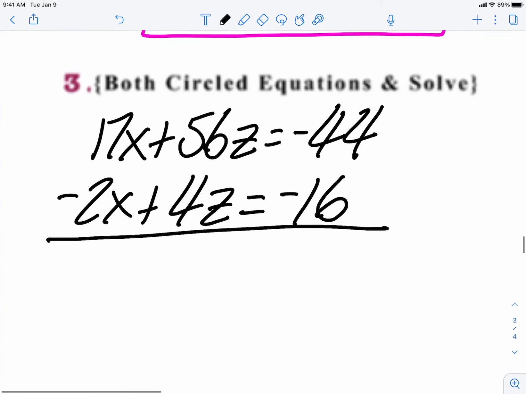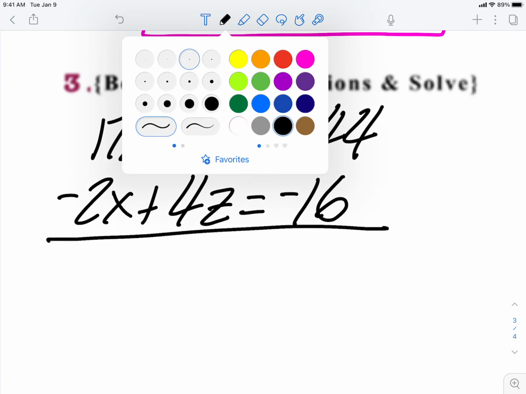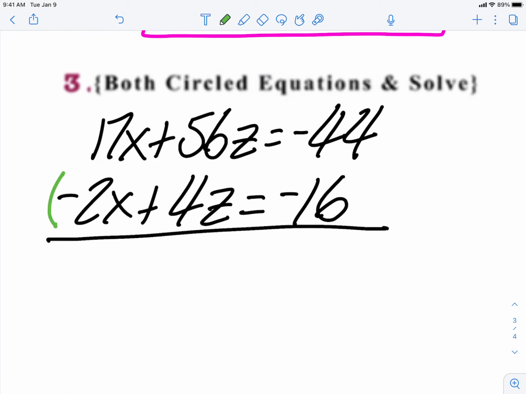Now, I have a problem here. These don't cancel. None of them cancel. So what I'm going to do, though, you see I have x here and x here, and I have a negative here and a positive here. I'm going to multiply this entire bottom row by 17, like that.